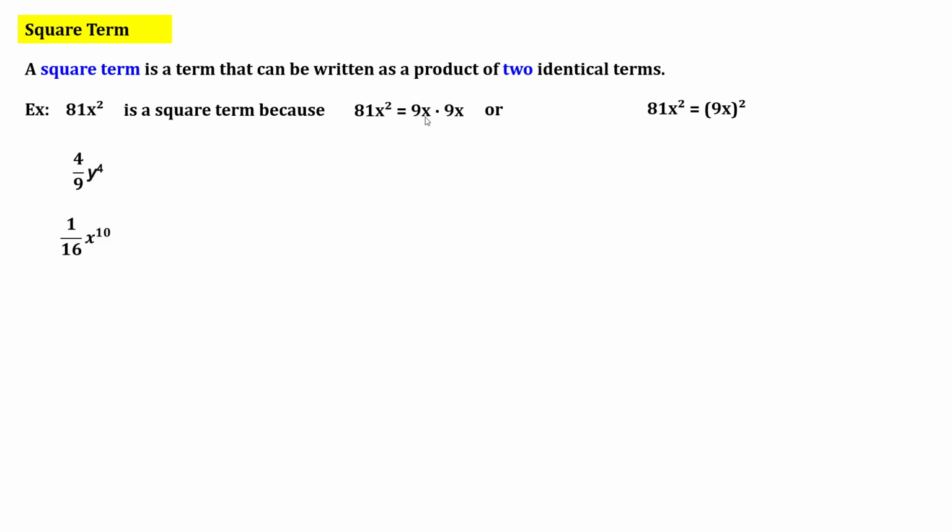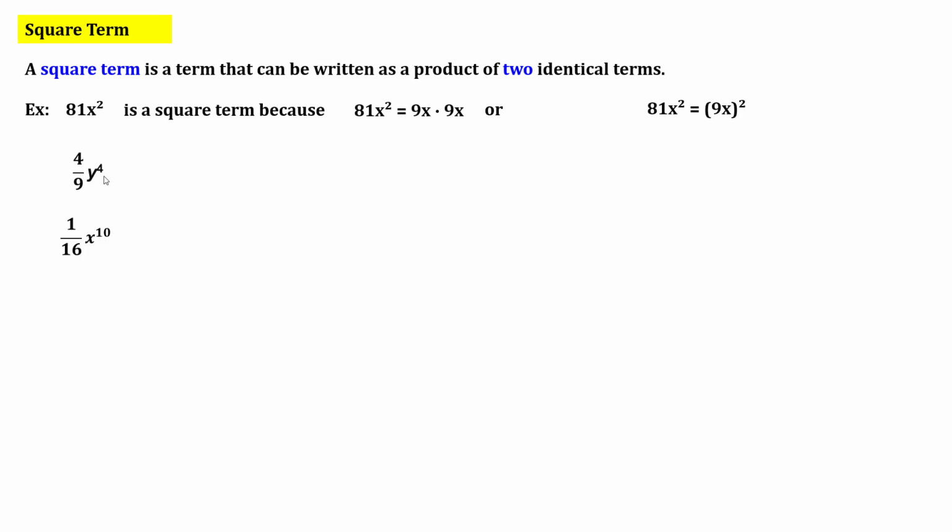But the rule is when you multiply x's, you add the powers, right? So x times x is x squared, not 2x. Because some of you have been writing x times x is 2x. X plus x is 2x, but x times x is x squared. Okay, so 81x squared equals 9x times 9x, or 81x squared equals (9x) squared.